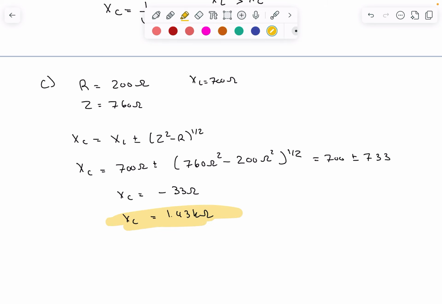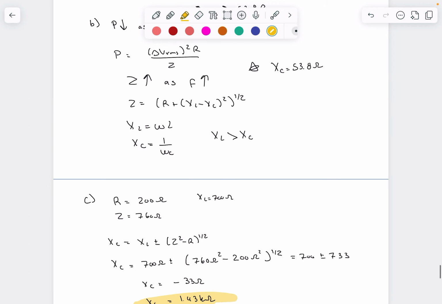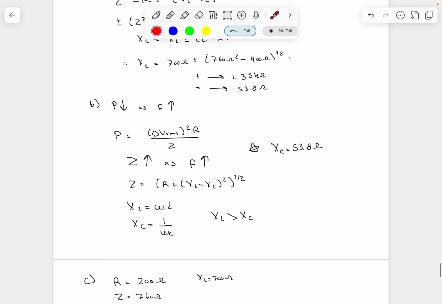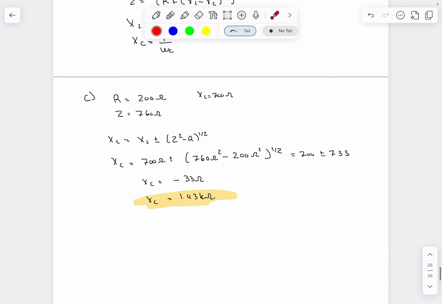Okay? So the question is essentially saying if the resistance R is equal to 400 ohms and you know that this is happening, then you can deduce that it has to be equal to 53.8 ohms. If, on the other hand, the resistance is equal to 200 ohms instead, you get these two answers. The only one that makes any physical sense is the positive one, so that's what you have in your system. And that is all the question's asking.